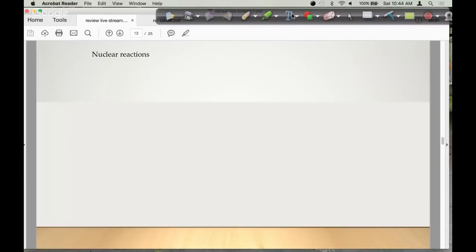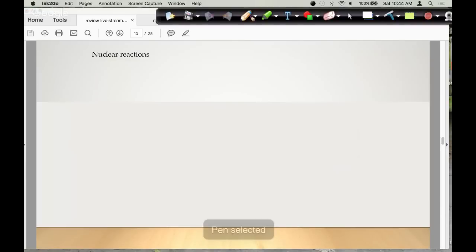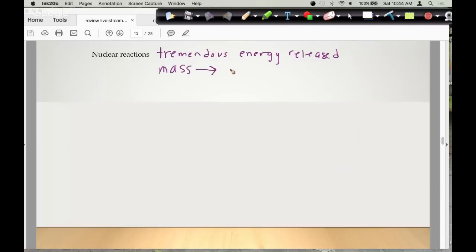The next thing that I wanted to go over was nuclear reactions. Remember that nuclear reactions give off a tremendous amount of energy. And this is because in every nuclear reaction, we have some mass, very, very small amount of mass, converted into energy.